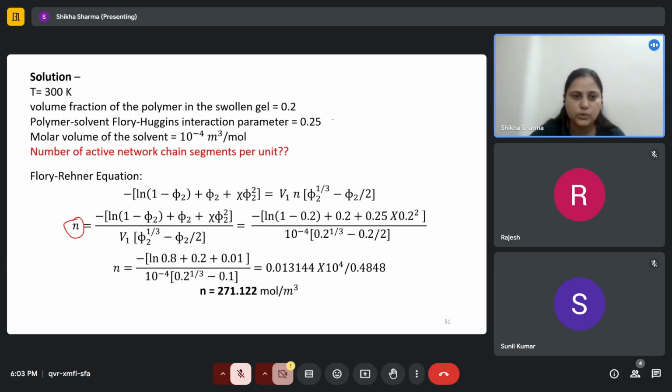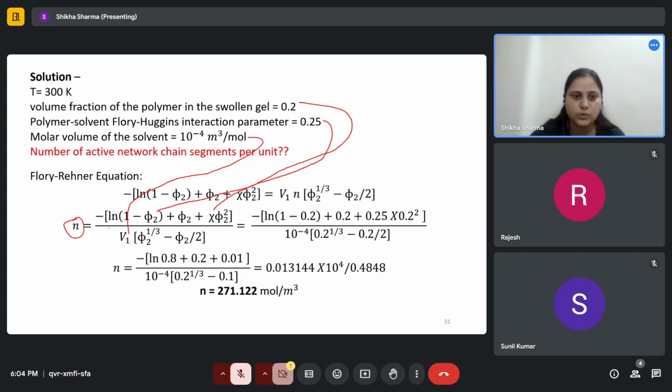Phi 2 is given in the question as the volume fraction of the polymer in the swollen gel, which is 0.2. So we put phi 2, which is 0.2, plus chi, given as 0.25, the polymer-solvent Flory-Huggins interaction parameter, multiplied by 0.2 squared, the volume fraction of the polymer in the swollen gel squared, divided by V1, the molar volume of the solvent given in the question as 10 to the power minus 4, multiplied by 0.2 to the power 1 by 3 minus phi 2 divided by 2, which is 0.2 divided by 2.